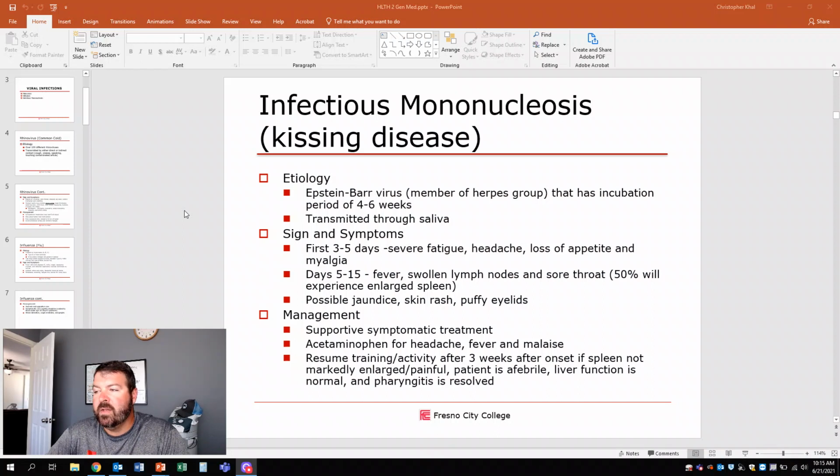So management: support symptomatically. I would check with your doctor to see if he wants any other tests or anything else done. He might give you some better drugs for that. Acetaminophen for headaches, fever, and discomfort. Acetaminophen is just Tylenol. That's the drug name. Resume training, if you're doing any of that, after about 3 weeks. Make sure you're cleared by your doctor for that. Otherwise, things can get worse.